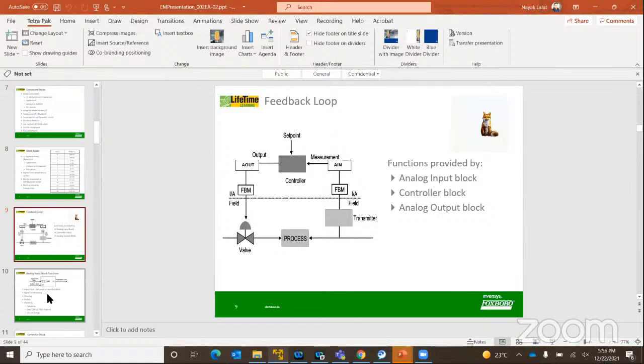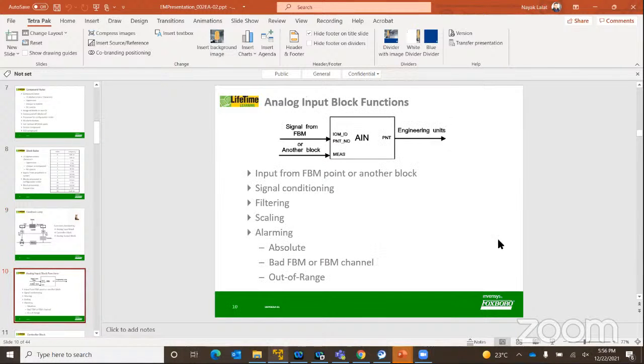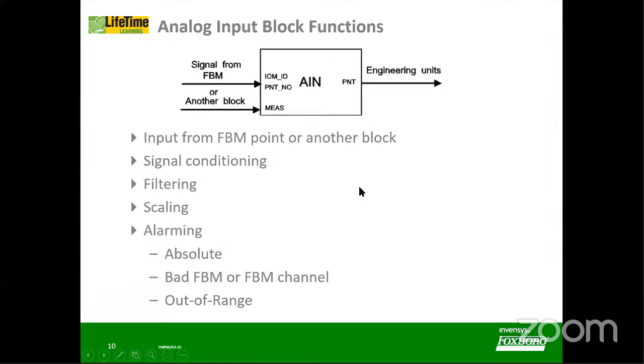Now, when I am saying one analog input block, if you see here, this analog input block receives the value from the FBM. When it is receiving the value from a Fieldbus module, inside this block I need to mention the name of the input module, the FBM, and its channel.